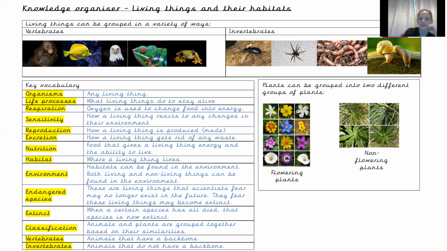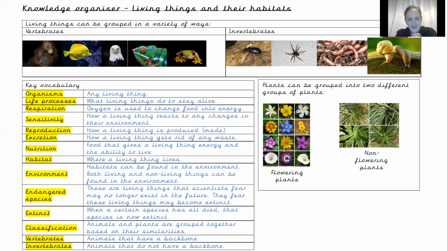Environment, habitats can be found in the environment. Both living and non-living things can be found in the environment. Endangered species, these are living things that scientists fear may no longer exist in the future. They fear these living things may become extinct, which means there will be none of these living things left. There are many animals on the endangered species list, and there are very few of them left in the world. Once the ones that are still here die out, there will not be any more of those animals or living things. Extinct is when a certain species has all died. That species is now extinct, it's gone, there are no more of them.